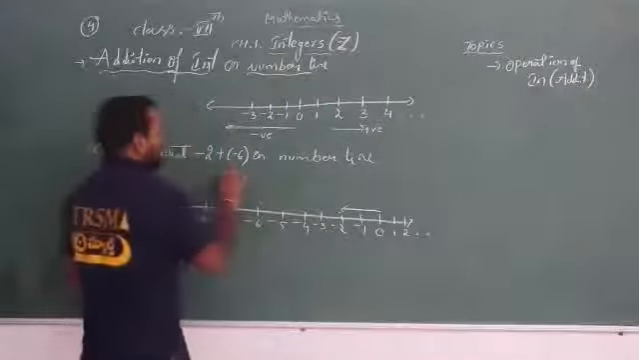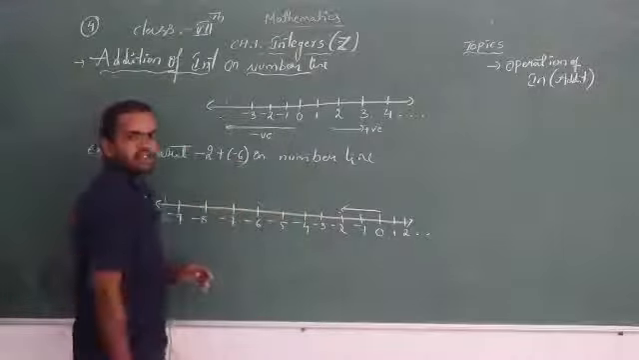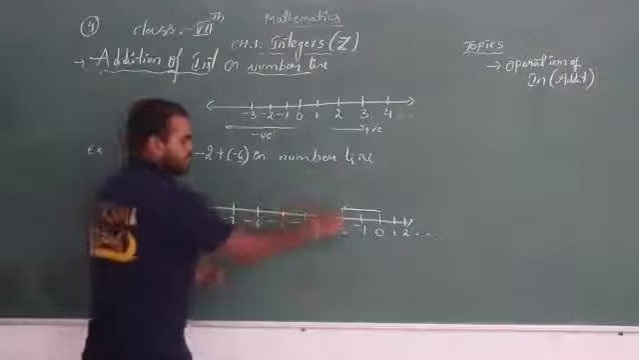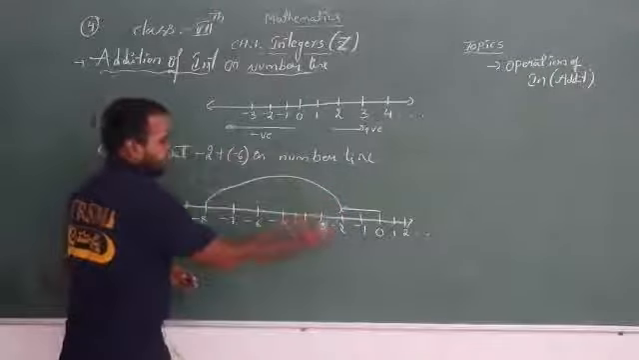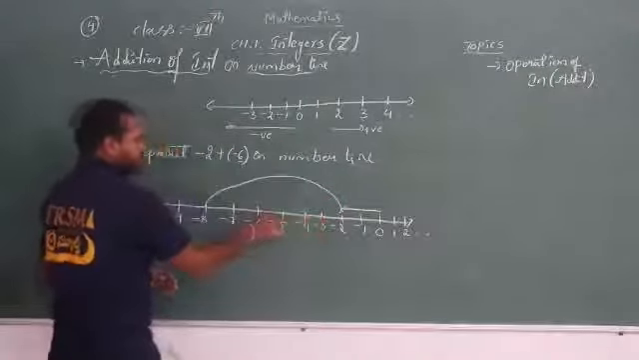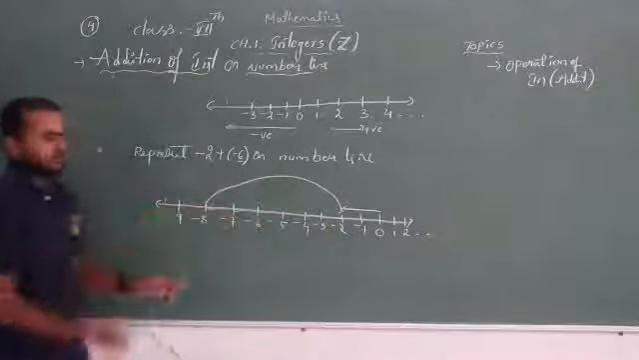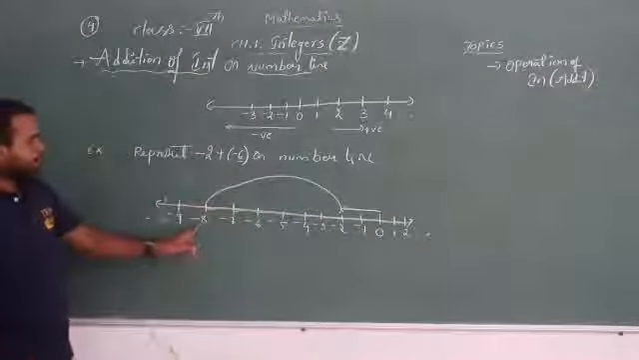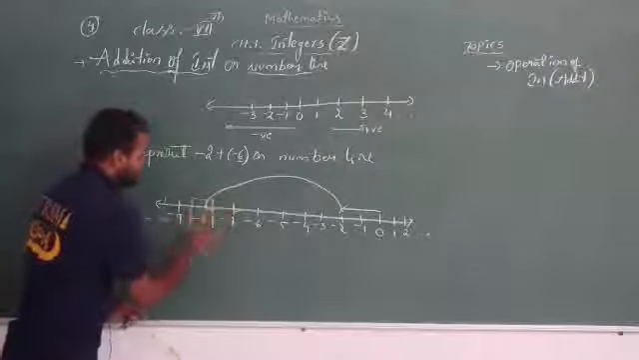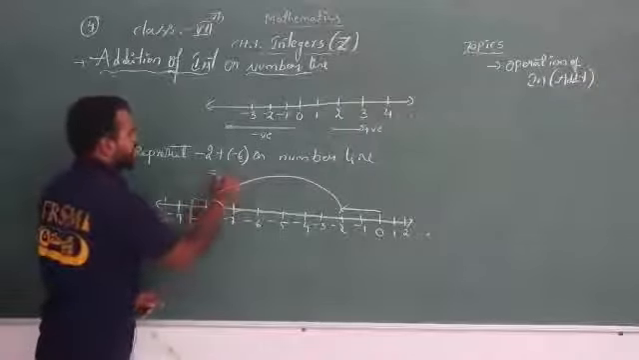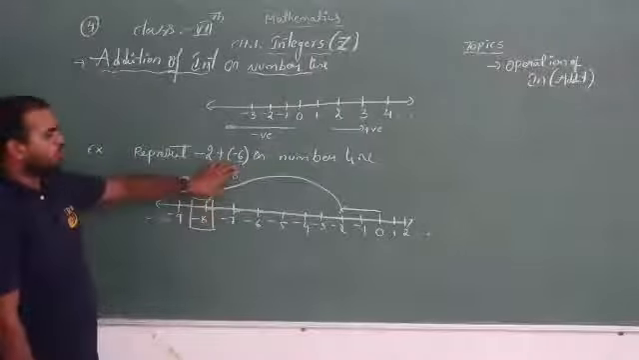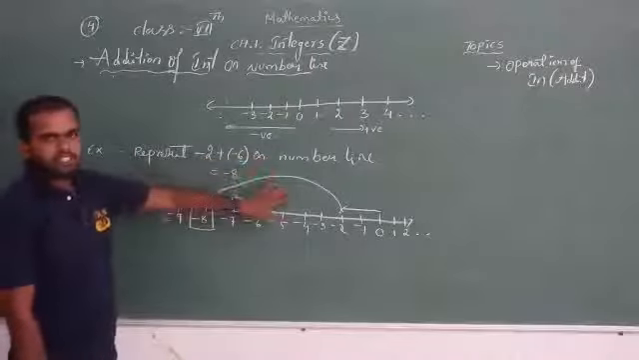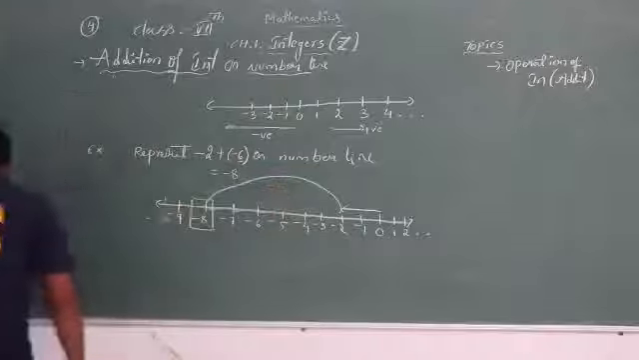So it means how many places? So 6 places you have to move on the left side of the number line. So if you move 6 places, what is the answer you will get? See, 1, 2, 3, 4, 5, 6 places. So the answer is nothing but -8. So -2 plus -6 is nothing but -8. So like this we have to do the addition on the number line. Okay, so see one more example.